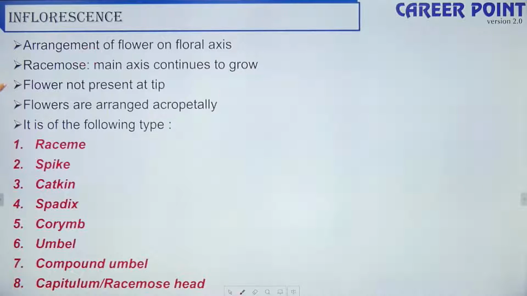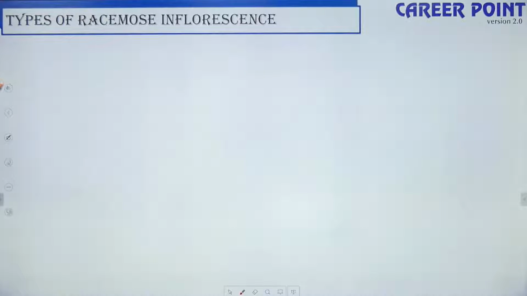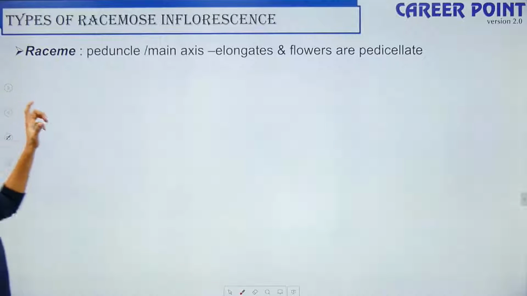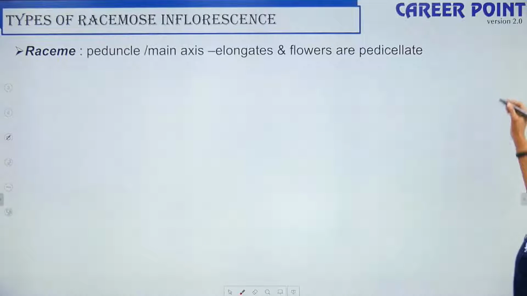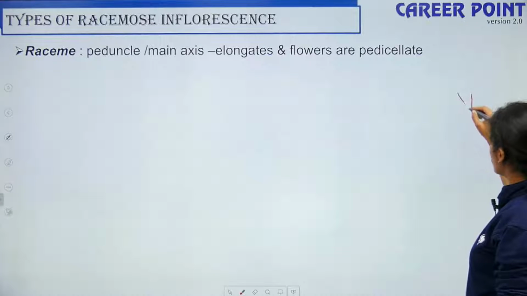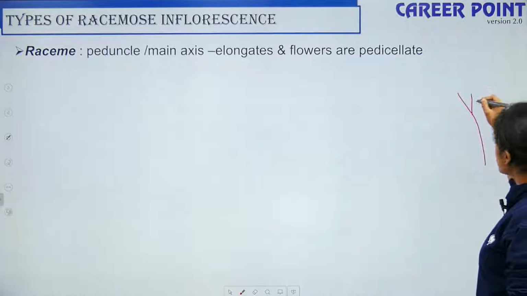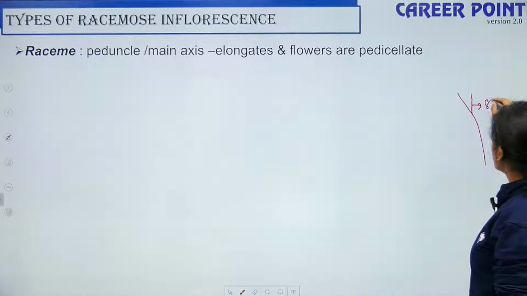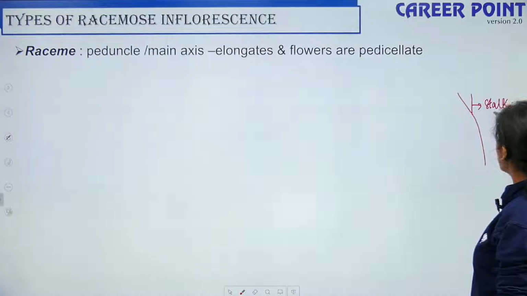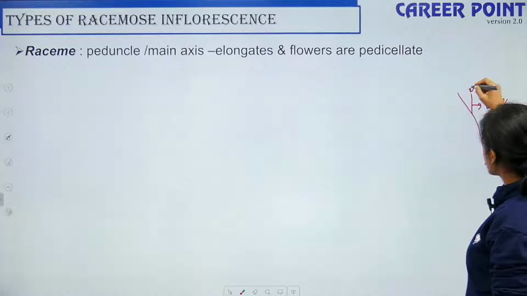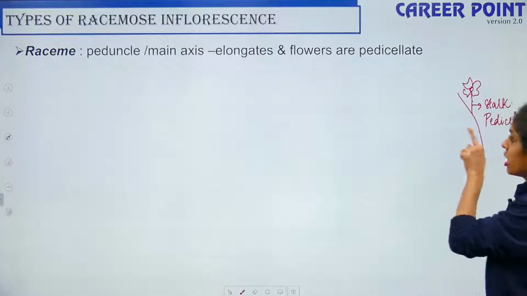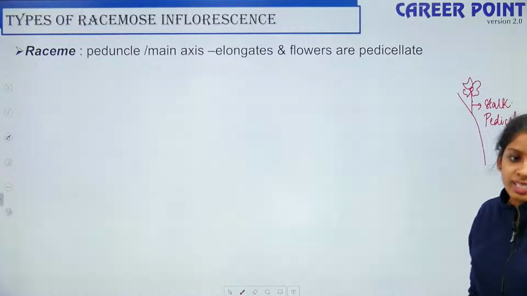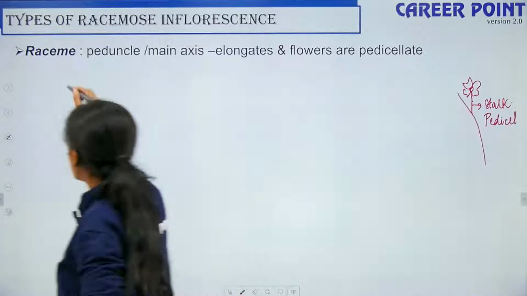One by one we will discuss. In raceme, the peduncle or the main axis elongates and the flowers are present with a stalk. When you draw a flower, you have a stalk, right? So this is my stem, and this is my stalk. This is also known as peduncle, and this is known as pedicel. The main axis keeps on elongating. Such a kind of inflorescence is your racemose inflorescence. Fine, so this is the first one.